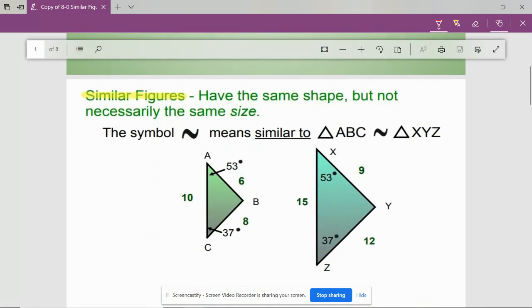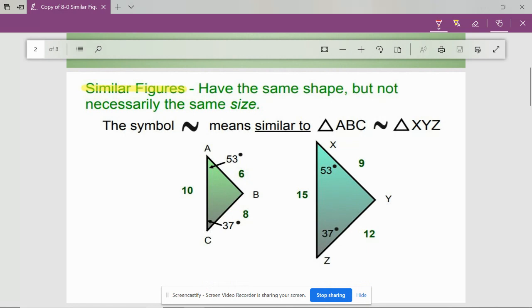So similar figures, when we talk about them, have the same shape, but not necessarily the same size. If we look at this symbol right here, a little squiggly line, that means similar to. So triangle ABC is going to be similar to triangle XYZ. Okay, and the reason we can find out if these two shapes are similar is that we look at ratios.